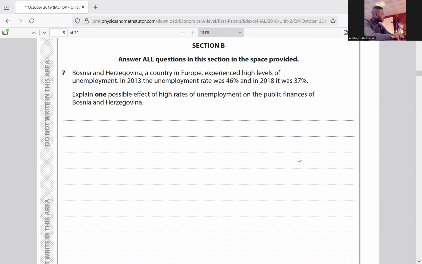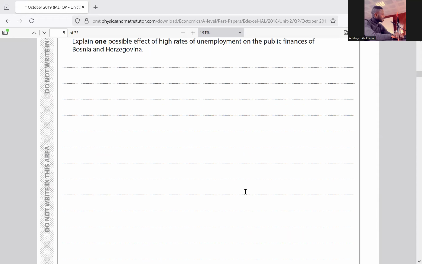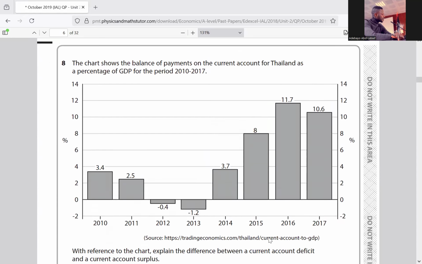And this reduces government revenue. It also reduces government revenue through taxation, income tax. So according to this extract, the unemployment rate in Bosnia fell by 9% between 2013 and 2018. That's the answer for question 7. So we go to question 8.